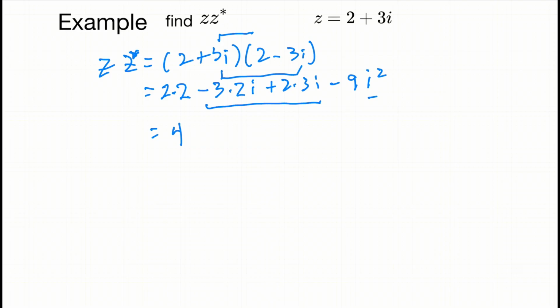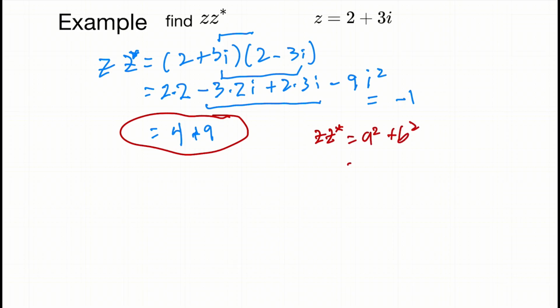And then i squared is minus 1, so that's 4 plus 9. And that is going to be the magnitude, or z times z star. And we go back to that formula we developed a while ago. z times z star was just a squared plus b squared. In this case, a is 2 plus b, which is 3, quantity squared. So we did two methods here. We used the formula right here and got the same number, which is 4 plus 9, or we did it the FOIL method, where we actually multiplied the two complex numbers times each other.